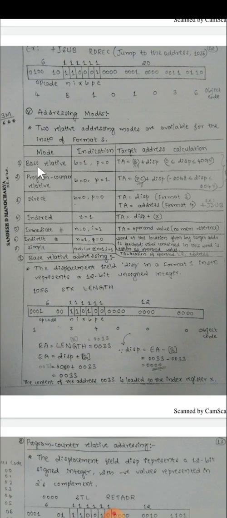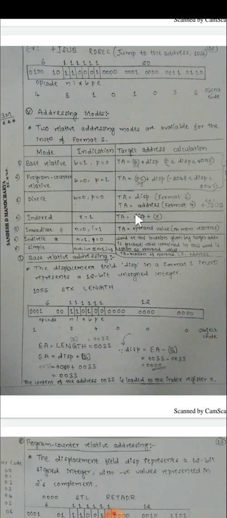So the first addressing mode is a relative addressing mode, the base relative addressing mode. The second is also a relative addressing mode, the program counter relative addressing mode. Then direct addressing mode. Then the fourth addressing mode is indexed addressing mode, indicated by the value of flag bit x equal to 1. If x is equal to 1, then that addressing mode is indexed addressing mode. We used the same thing in the SIC machine also: if x value is 1, then we called it indexed addressing mode.